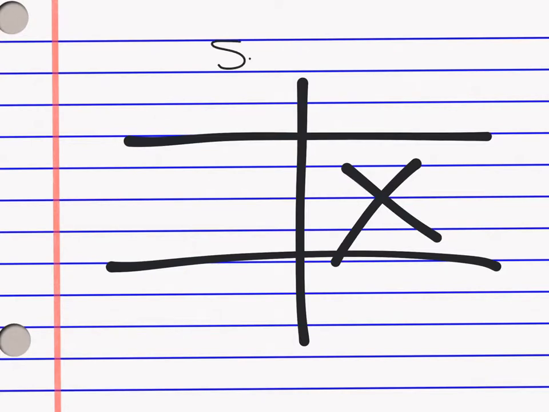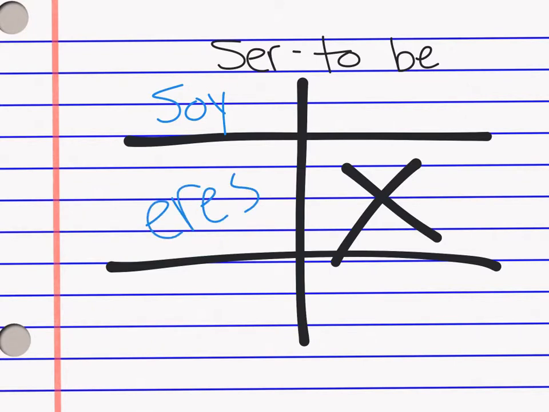We have the verb ser, which means to be. And the way we conjugate verbs is we take the verb and we conjugate it into the different spots. So I'm going to go ahead and help you out. Yo soy. Tú eres. Él, ella, usted es. Nosotros somos. Ellos, ellas, ustedes son.